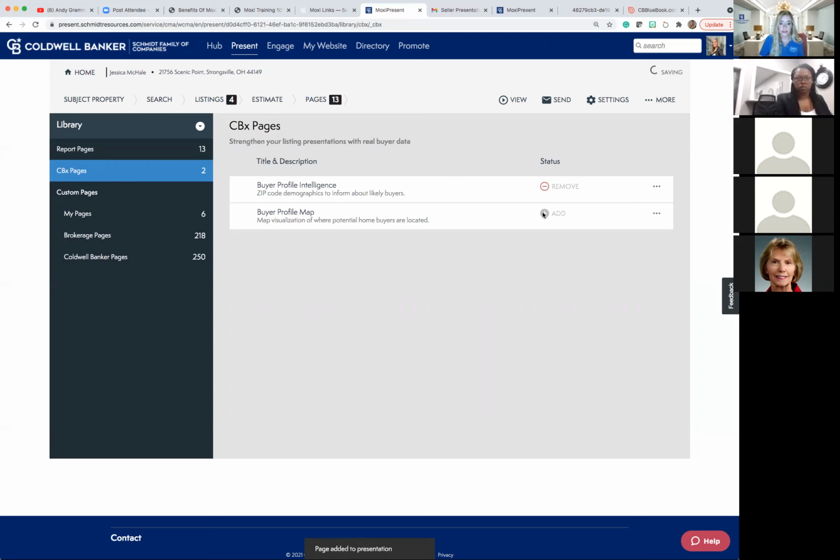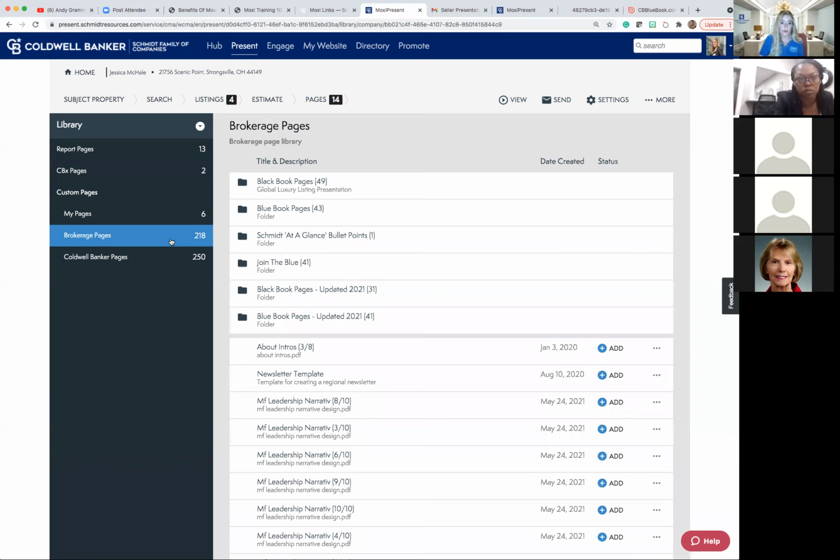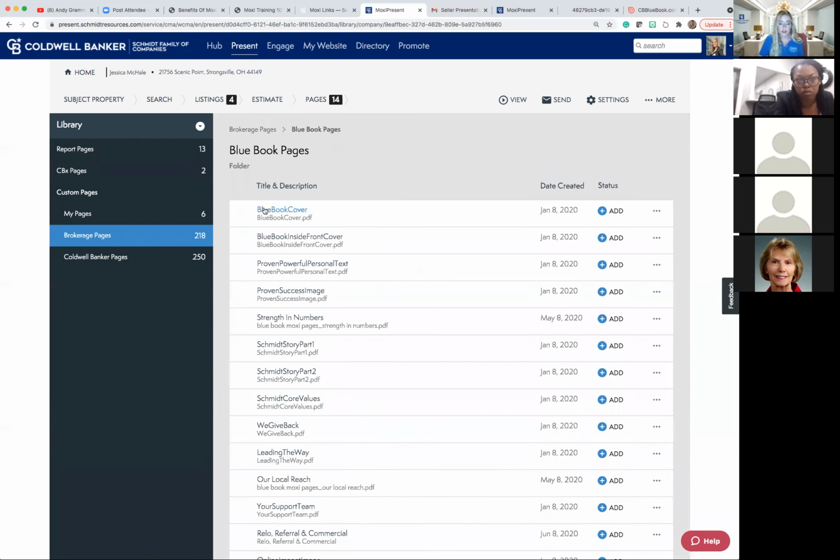It's in your presentation. For the blue book or the black book that we have, our listing presentation books, we've got them all broken down. So we have our blue book and our black book. You just literally click on the one you want. Blue is for residential, black is for luxury.